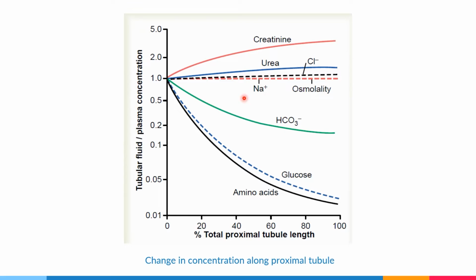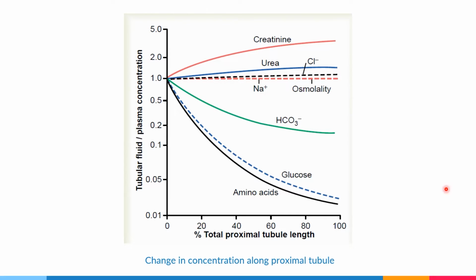We can see that sodium and chloride have more or less a constant osmolarity as we move along the proximal tubule. This is because the huge amount of water that is reabsorbed is more or less equal to the amount of sodium and chloride that is also reabsorbed. So since both sodium chloride and water are reabsorbed at the same rate, the concentration of sodium and chloride remains constant throughout the proximal tubule.